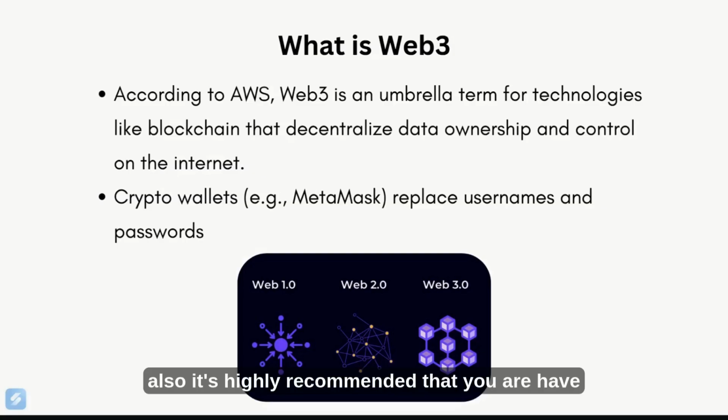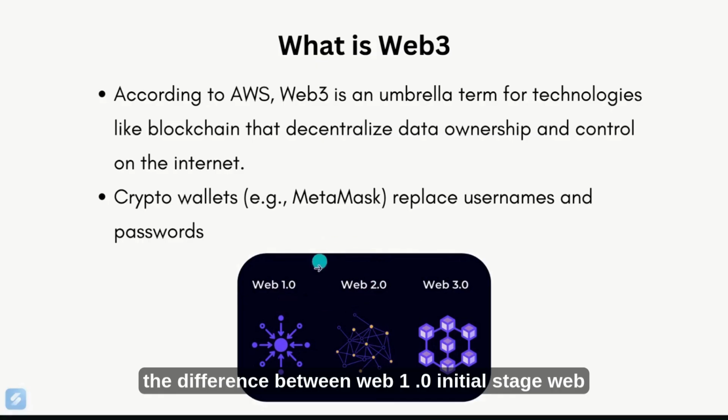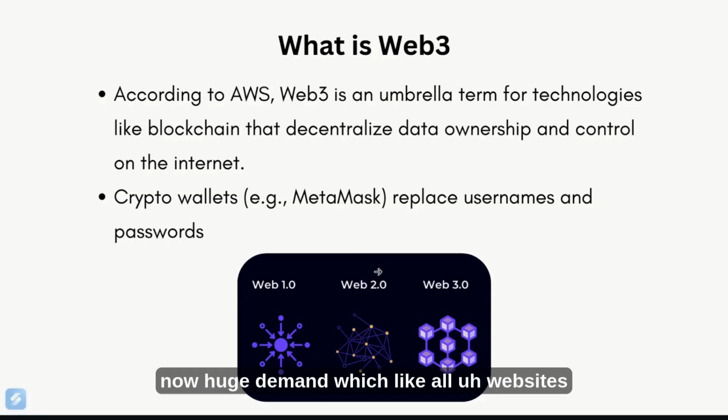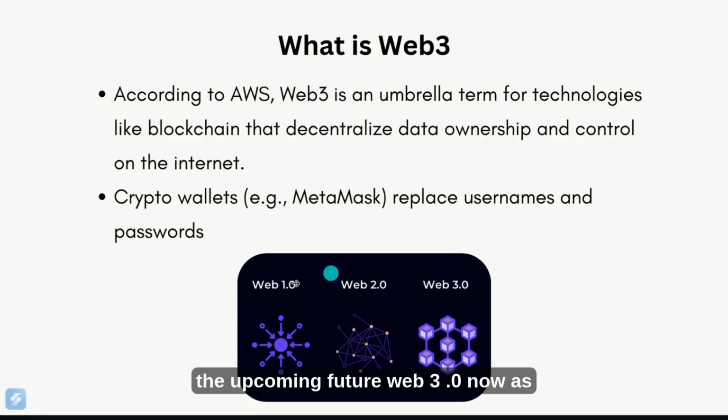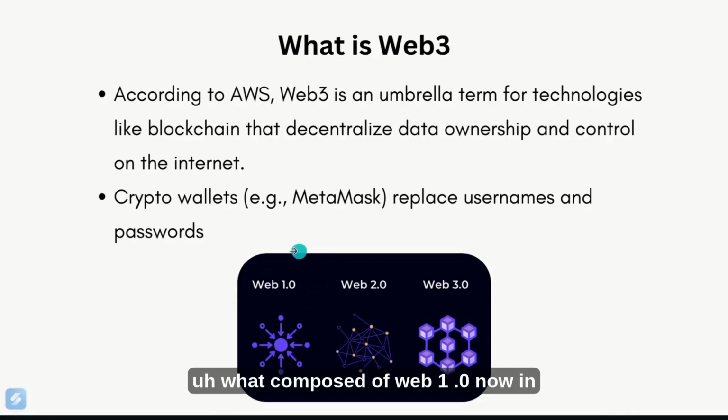Also, it's highly recommended that you have slight knowledge of Web3. According to AWS, Web3 is an umbrella term for all technologies like blockchain that mainly decentralize data ownership. Now, this is a very good image which I got on the internet. As you can see, it demonstrates the difference between Web 1.0, the initial stage web, Web 2.0, which is currently in huge demand, where all the websites you currently interact with are Web 2.0, and then the upcoming future, Web 3.0. Web 1.0 was mainly like a newspaper, static HTML.